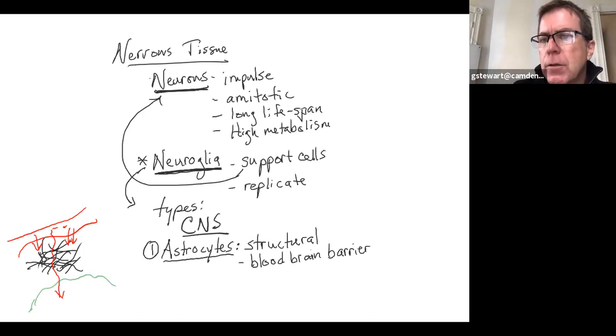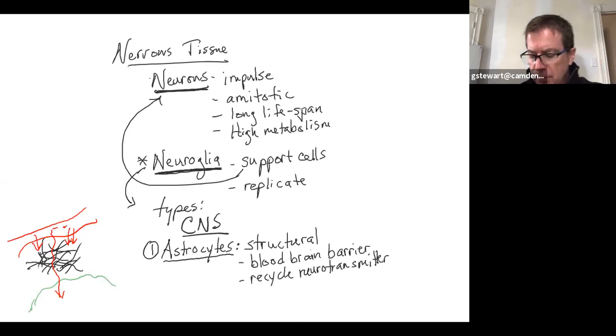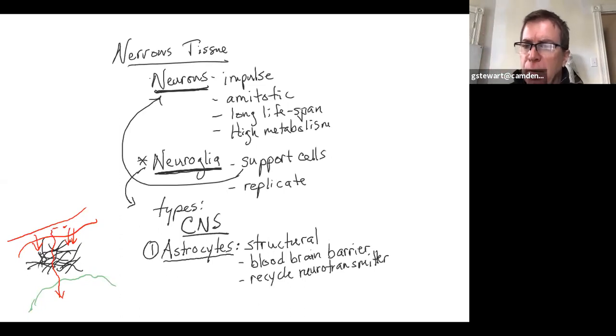These cells also have a recycling capability. So I'm going to say they recycle neurotransmitter. To remind you, neurotransmitter is the chemical that's secreted by neurons. And they do other assistance functions as well. They help with brain function. It's theorized things like memory and learning.